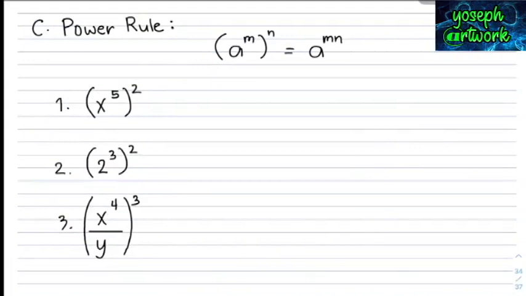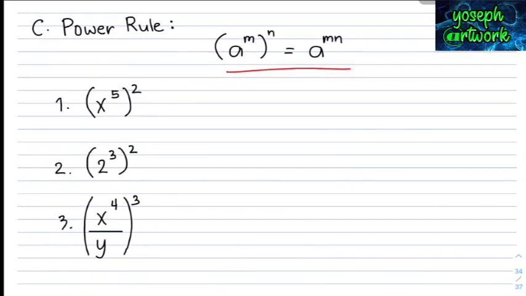Now, for the third law of exponent, we have here the power rule. We have here this illustration, a raised to m raised to n. How do we simplify this kind of expression using the power rule? All you need to do is to copy your base a and then simply multiply the exponents. That's why we have here a raised to mn.